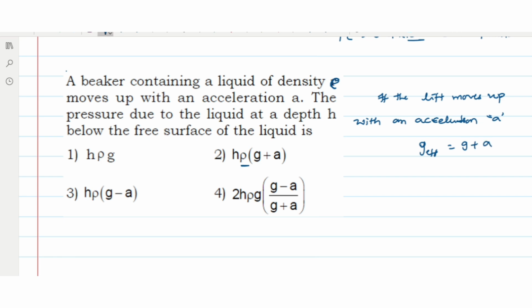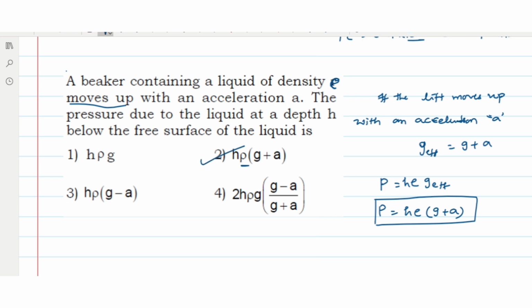So the pressure at a depth h due to the liquid is generally rho into g into h. Here you substitute the effective g value when it is moving up with an acceleration. Then the effective g is g plus a, so the pressure is h into rho into g plus a. This will be the correct answer, below the free surface of the liquid.